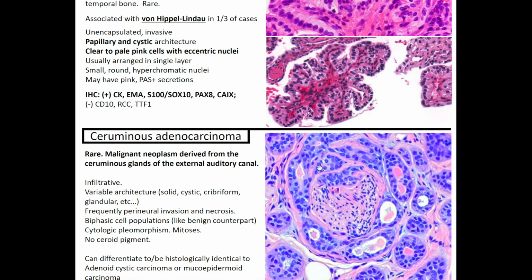And cytologic pleomorphism is going to be seen in the adenocarcinoma, which makes sense because it's malignant, as well as mitoses and no ceroid pigment. It can be histologically identical to adenoid cystic carcinoma or a mucoepidermoid carcinoma. So it's a good thing to have on your differential and to think about, especially in the ear.